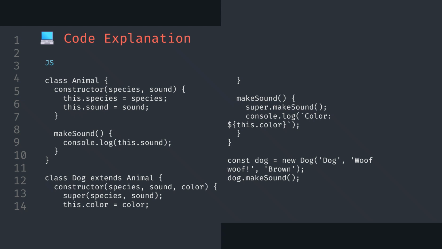We start with the Animal class containing two properties and a makeSound method. In the Dog class, we use super to call the base constructor and add a new color property. We then override this makeSound method to first call the inherited behavior, then log the color. Finally, we create a Dog instance and call its makeSound method to see both outputs.